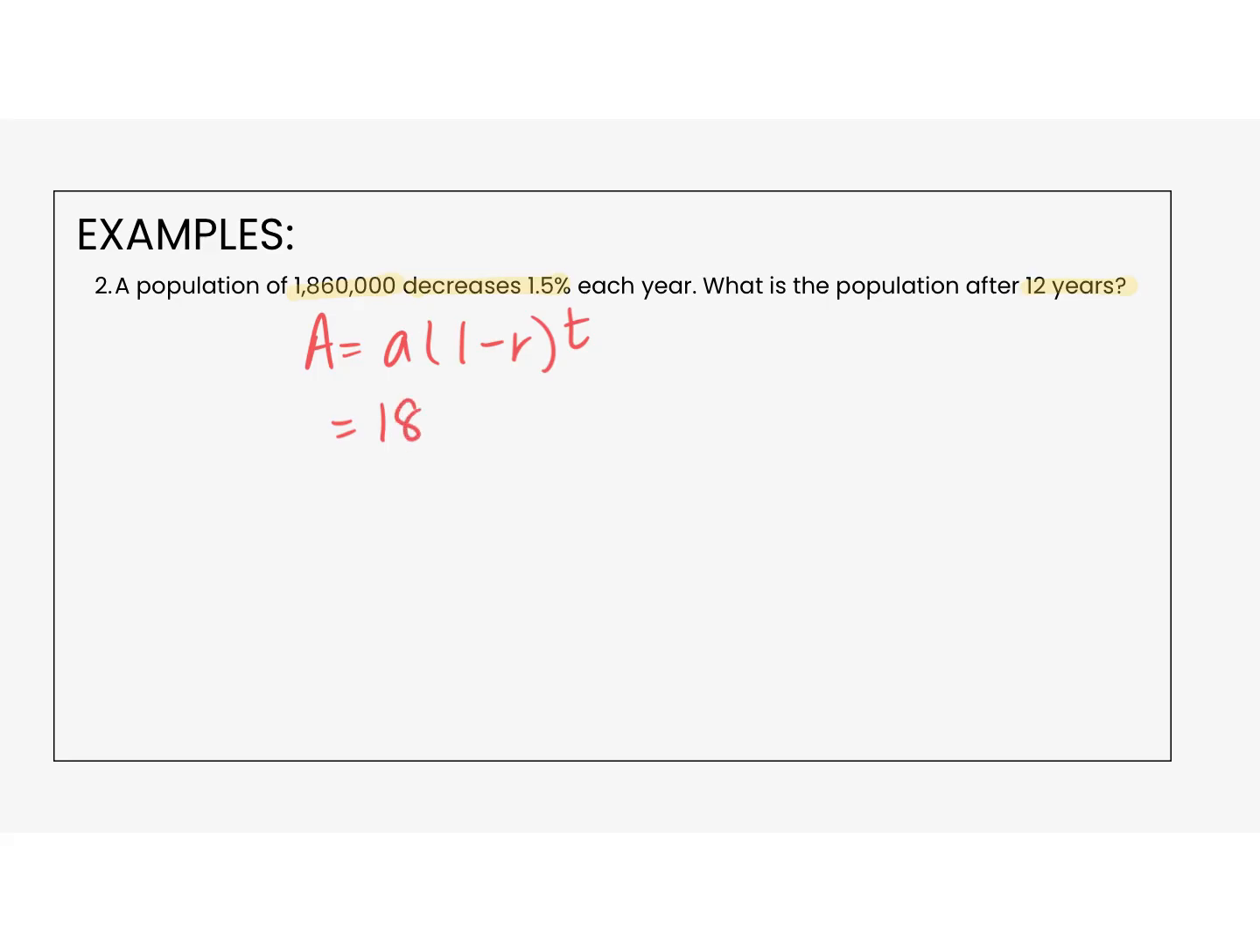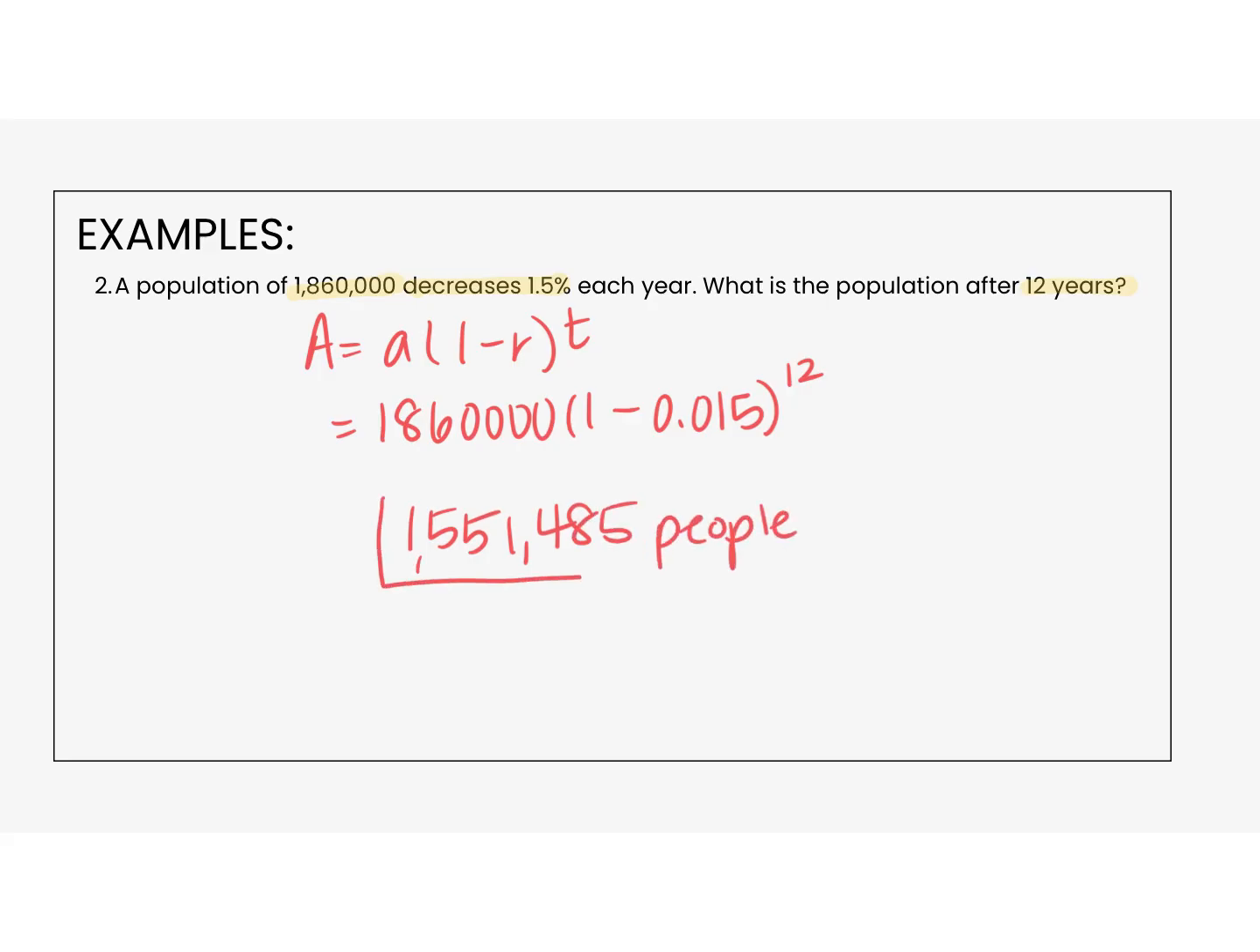So my initial is that 1.86 million. 1 minus 1.5% is 0.015. And then t is 12 years. Again, you can plug that into your calculator just as it's written. Again, we're talking about people, so we need the nearest whole number. So that's 1,551,485 people. Because again, we're decreasing the population, so our answer should be less than what we started with.